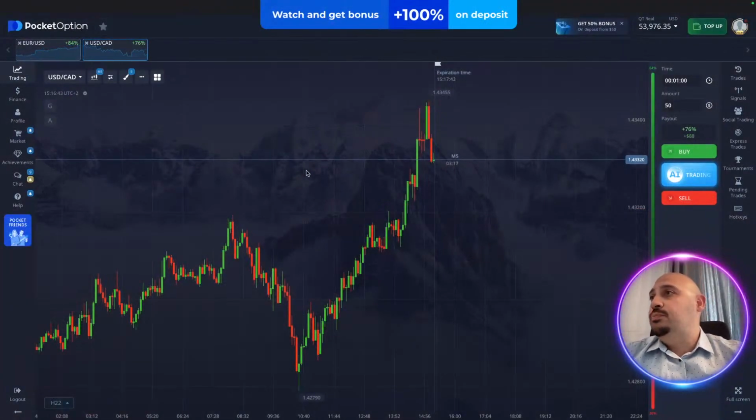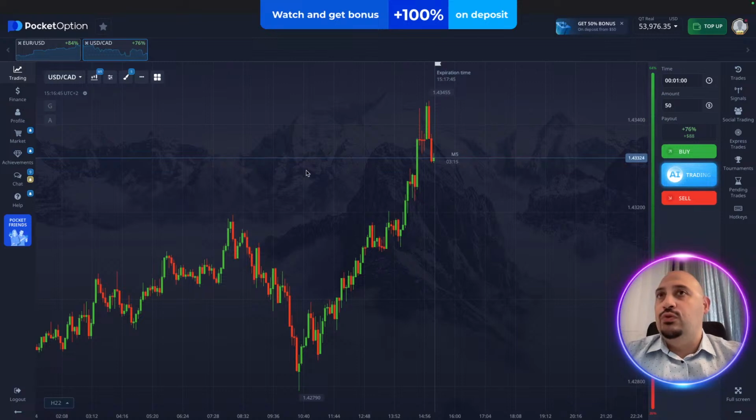So here we are. This is Pocket Option, the trading platform which I'm using. I see that you are referring to the Williams percentage, but today we're going to talk about the RSI and the MACD. Maybe next time we can do the Williams if there's demand for that.